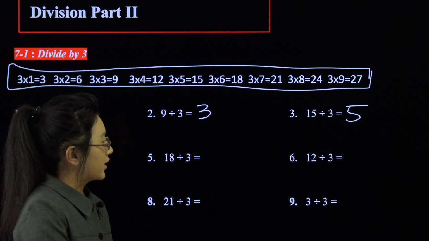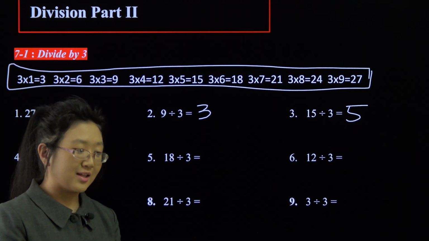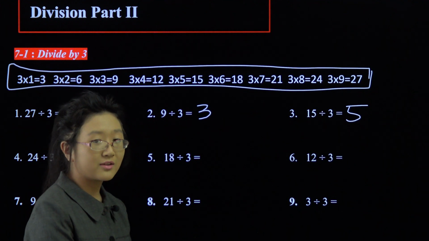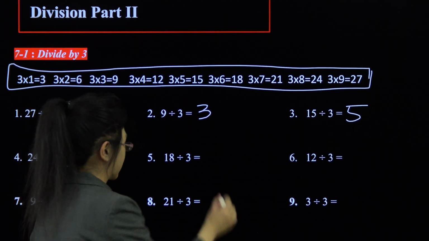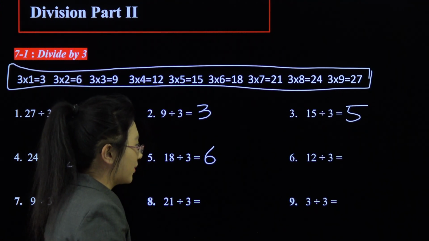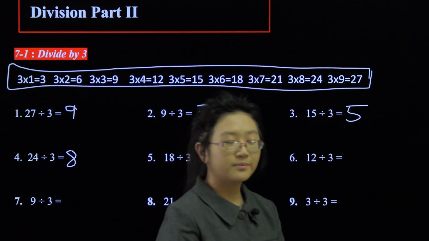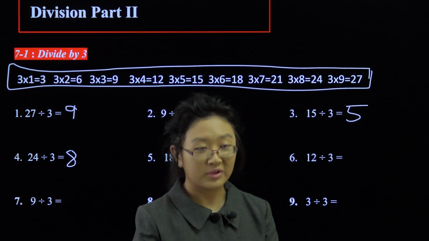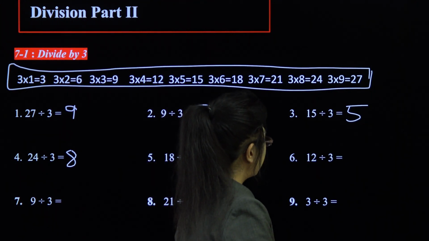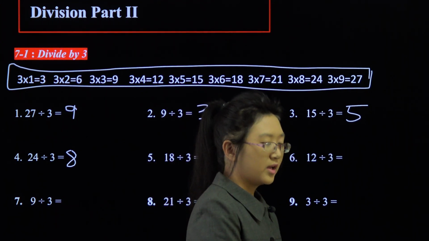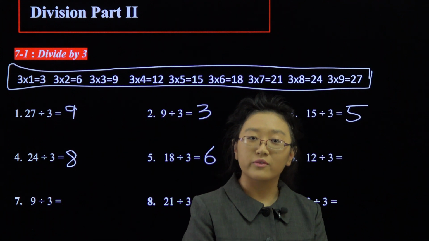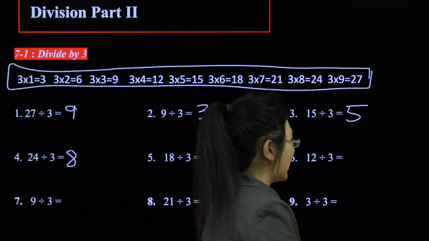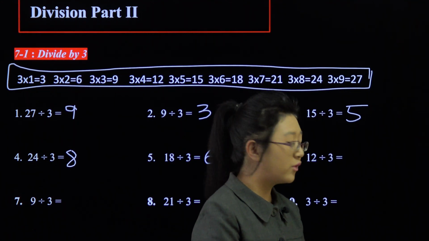18 divided by 3. 3 times what equals 18? 3 times 6 equals 18. 18 divided by 3 equals 6. Again, guys, please remember your multiplication table. Please. For your own sake. 12 divided by 3. 3 times what equals 12? 3 times 4 equals 12. 12 divided by 3 equals 4.